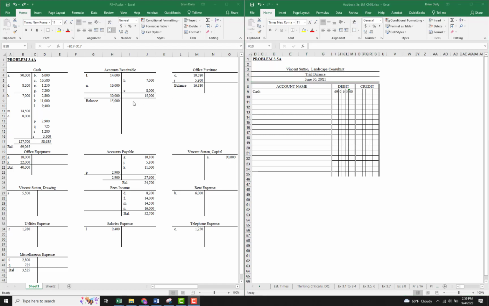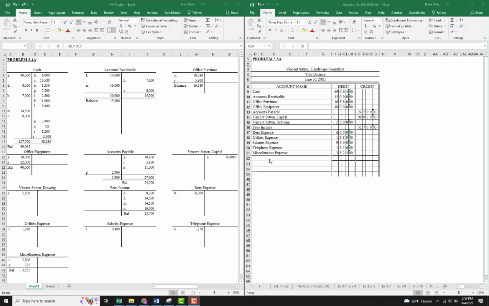And from there, we just continue down the list. So the next one is accounts receivable. It also had a debit balance, but the amount was $15,000. So that's what's going to go on our second line: accounts receivable, and the amount in the debit column for $15,000. And we're going to continue that for all of the remaining accounts. And when we get done, we're going to total them out.